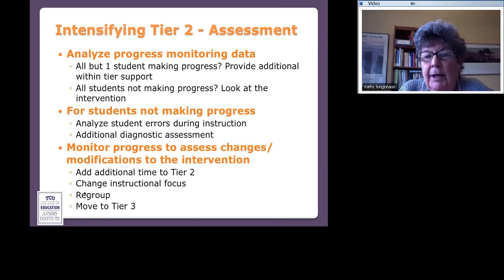If students aren't making progress, we might need to analyze student errors during instruction to pick up on specifically where the error patterns are occurring and remediate those, or provide additional diagnostic assessments to determine maybe there's some pre-skills that are missing that students need to fill those gaps. And then monitoring the progress and making modifications to the intervention. Do we need to add additional time to Tier 2? Do we need to change the instructional focus? Do we need to regroup students to be more homogeneous, or do we need to move to Tier 3?